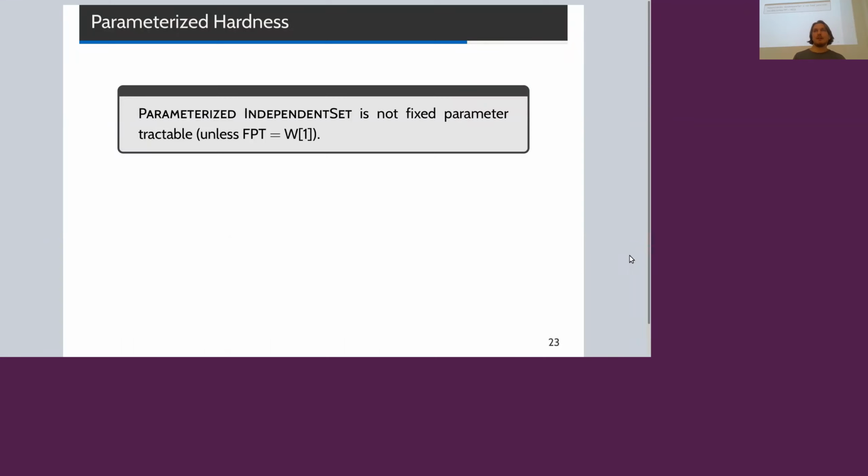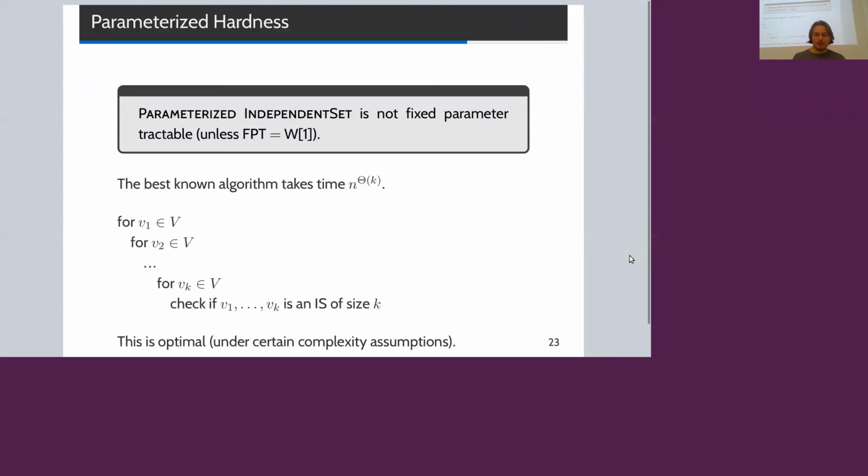And here again, we have some kind of bad news that independent set is not fixed parameter tractable. And in fact, the best known algorithm for independent set has running time n to the k roughly. And this is not something we want to do. We want the k to be in the function before the polynomial, but the degree of the polynomial should be independent of k. And this kind of algorithm is the trivial algorithm that you would expect.